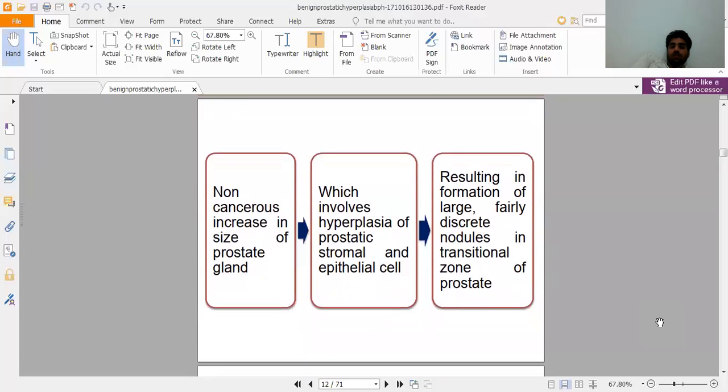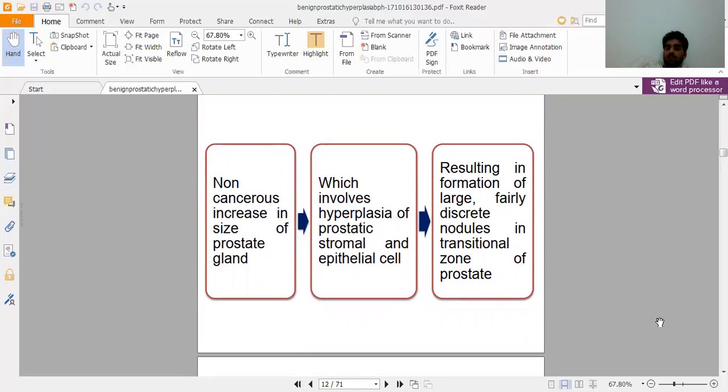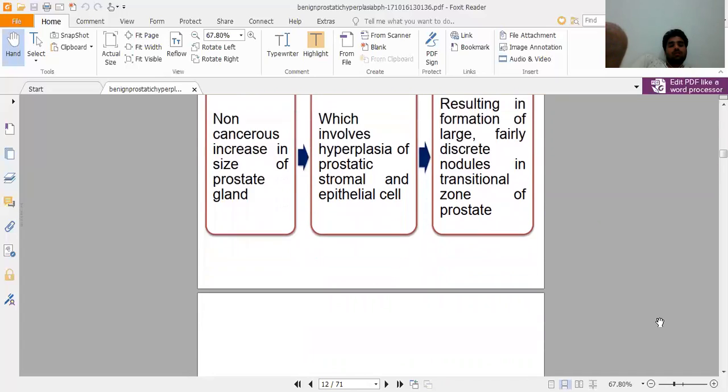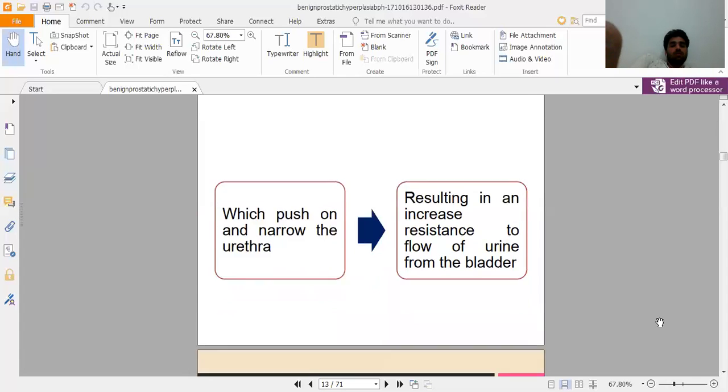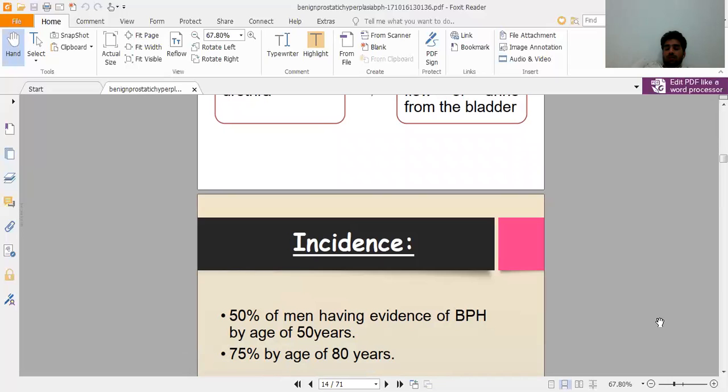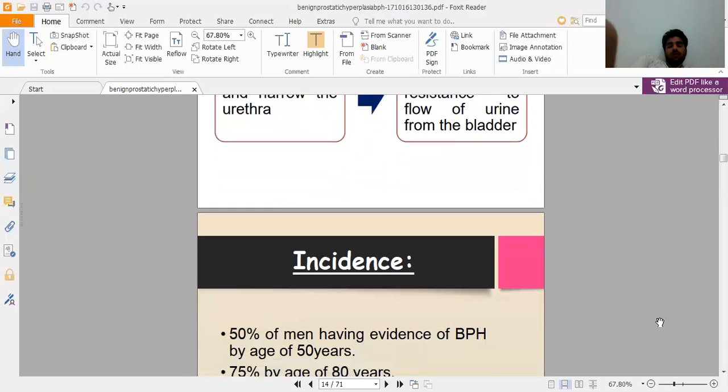In this picture, as you can see the pathology: non-cancerous increase in size of prostate gland, which involves hyperplasia of prostatic stromal and epithelial cells, resulting in formation of large, fairly discrete nodules in the transitional zone of prostate gland, which push on and narrow the urethra, resulting in increased resistance to flow of urine from the bladder. This is the pathophysiology of urine retention by BPH.